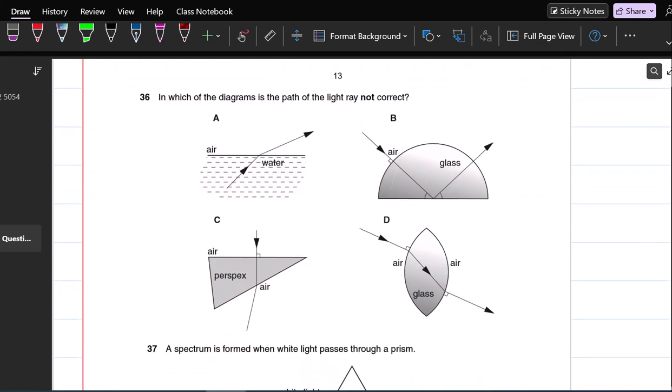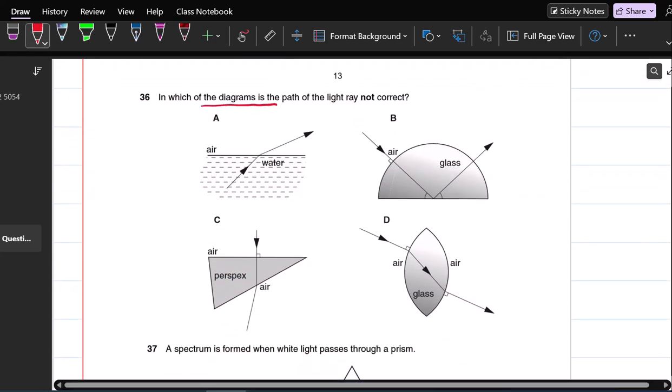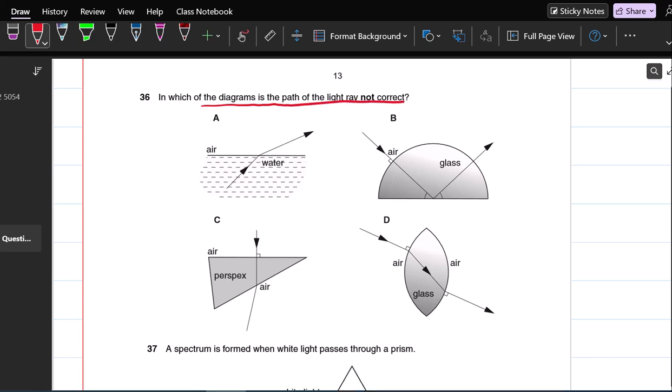Question 36. In which of the diagrams is the path of light ray not correct? This is correct.